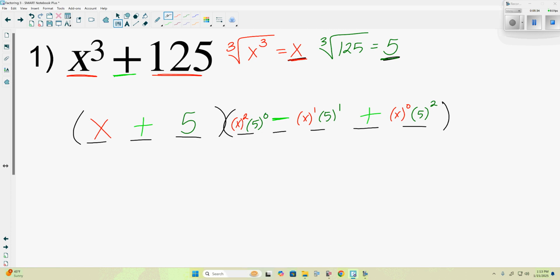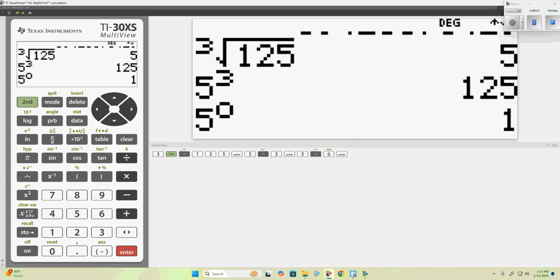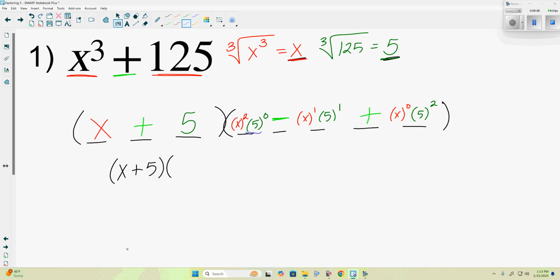Now, the last thing we have to do is to simplify. Now, luckily, our first set of parentheses, that x plus 5, is just going to be x plus 5. Our second set of parentheses, 5 to the 0 power is what? 5 to the 0 is 1. Anything to the 0 power is 1. So really this here is 1.